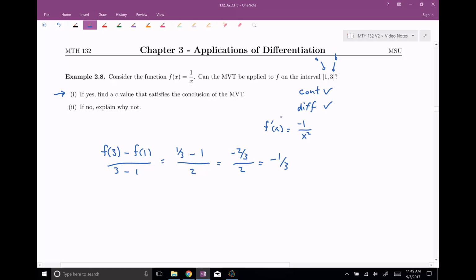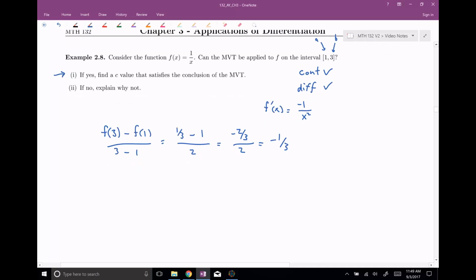We want to find a c value where the slope of the tangent line is the same as the slope of the secant line, aka -1/3. So let's go ahead and set these equal to each other. -1 over x squared is equal to -1 over 3.